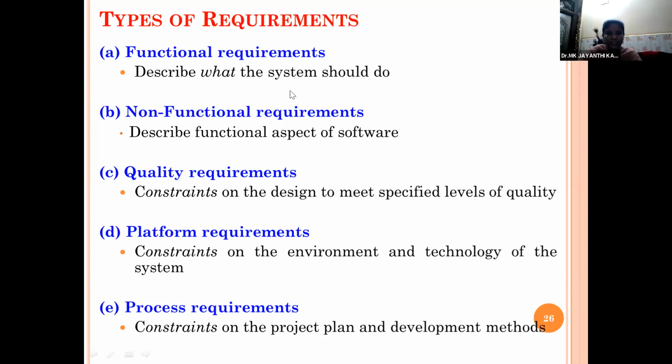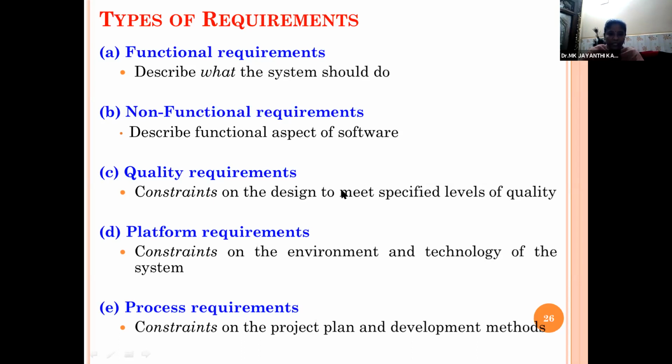Non-functional requirements describe the non-functional aspects of the software. So the non-functional aspects like security, efficiency, accessibility, runtime, memory efficiency, those things will come under non-functional requirements. Quality requirements are constraints on the design to meet specified levels of quality. Whether we are following the standard quality standards, end user security, providing the username, password, protecting the data. Those parameters are implemented in your project or not.